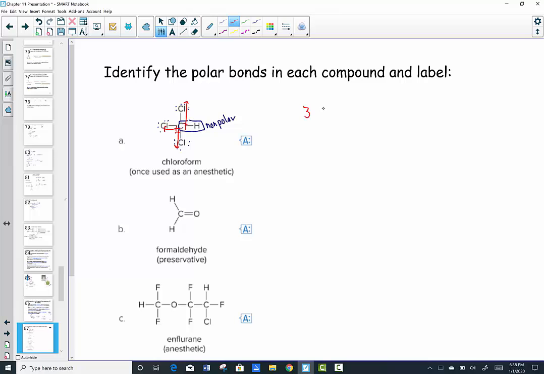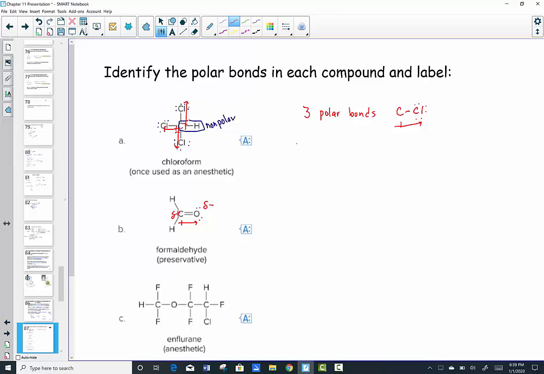There are 3 polar bonds in this structure. They're all identical. They're all C to Cl, and the bond distribution is being pulled to the electron-rich chlorine. In letter B, here's a molecule called formaldehyde. Of course, the carbon to hydrogen bond here is nonpolar, so we don't talk about it, but we see that carbon to oxygen is a polar bond, making this a very rich electron area on the oxygen, and making the carbon electron deficient, giving it a partial positive.